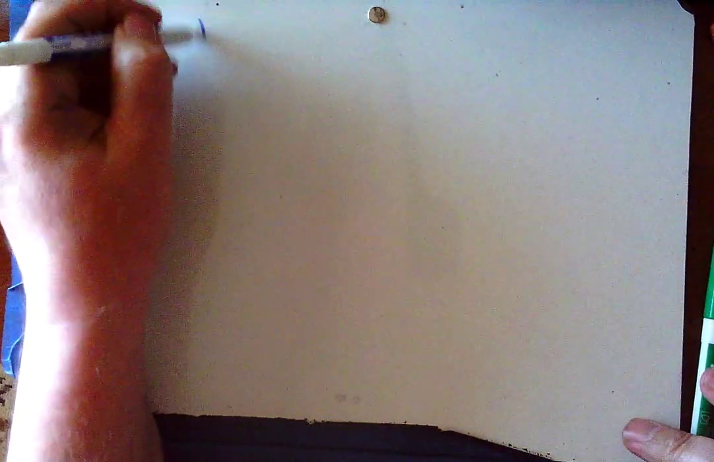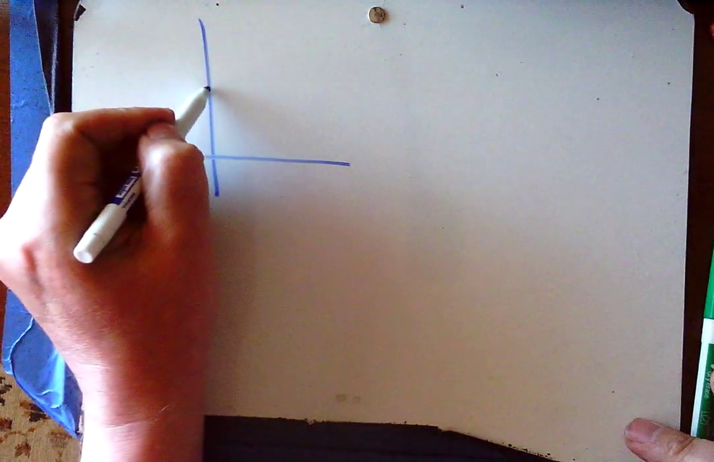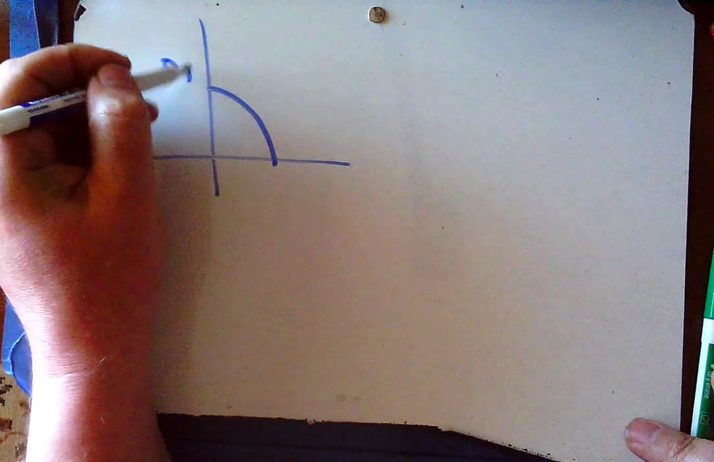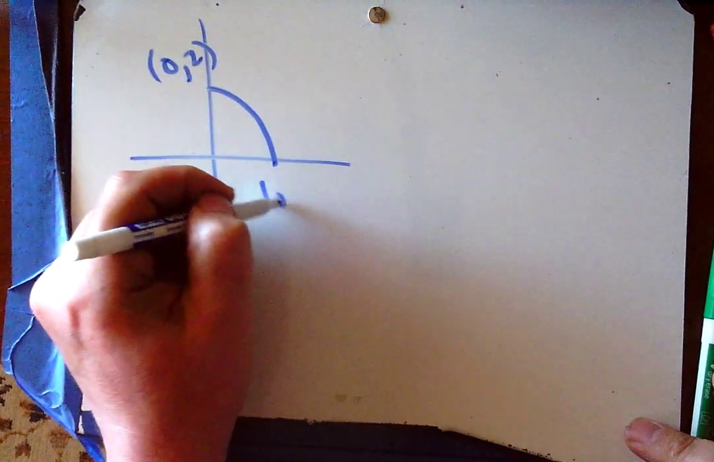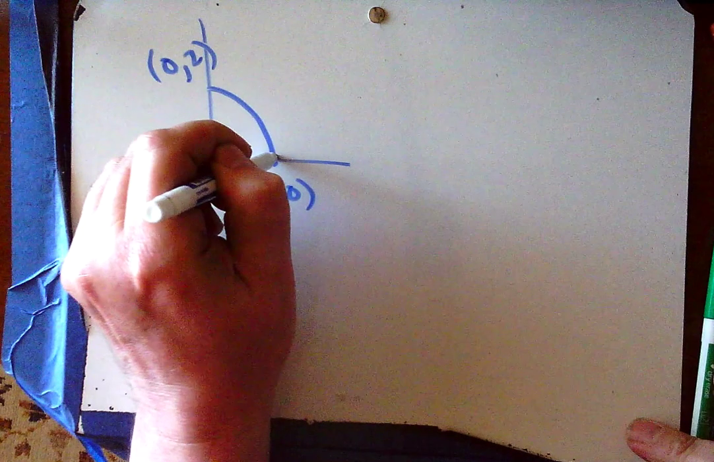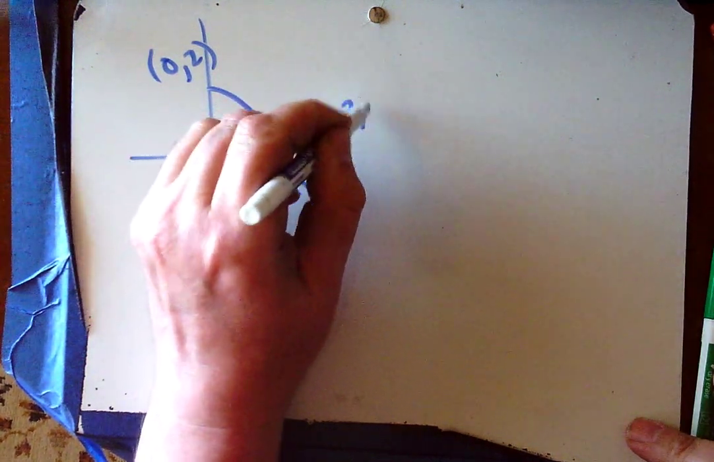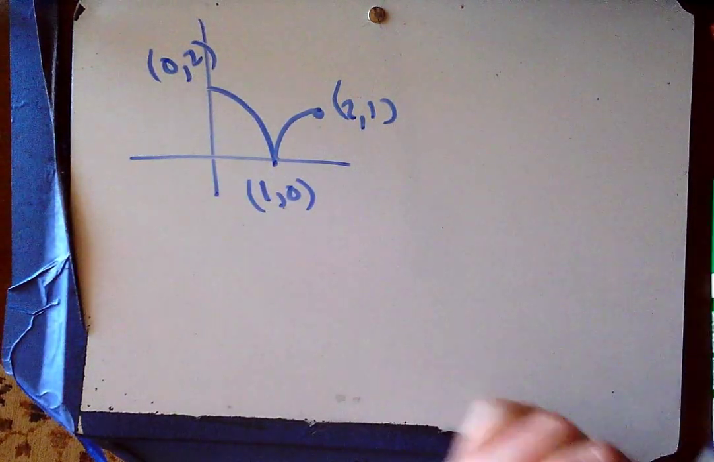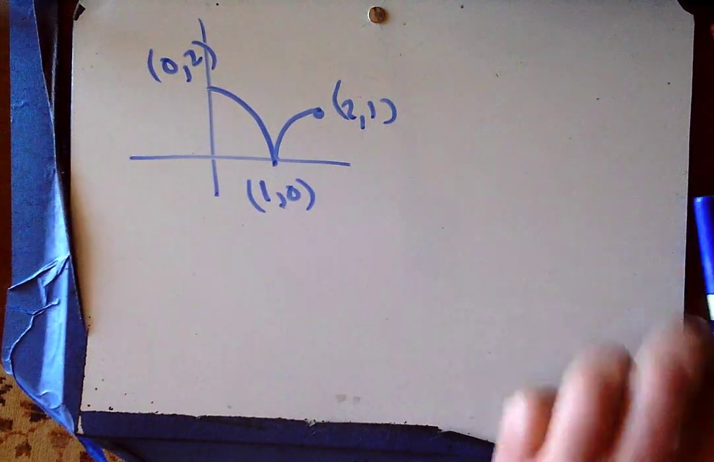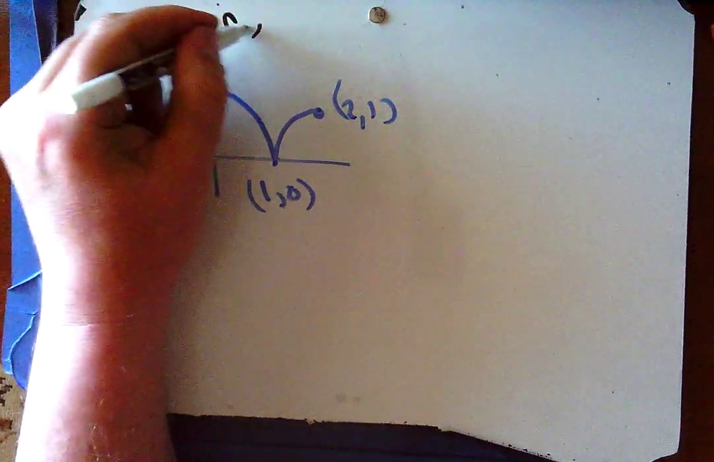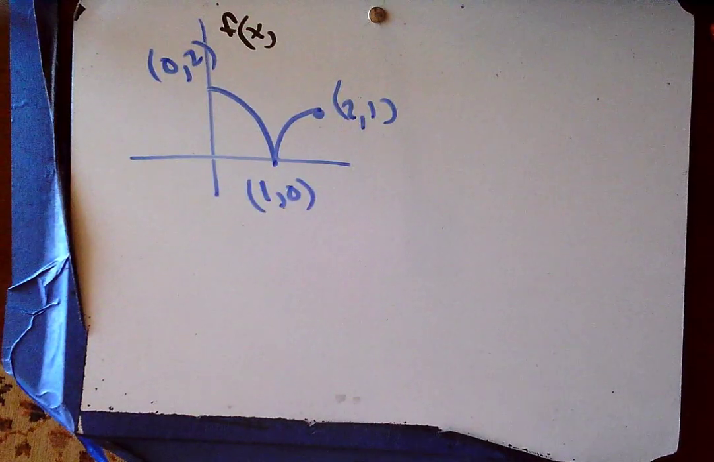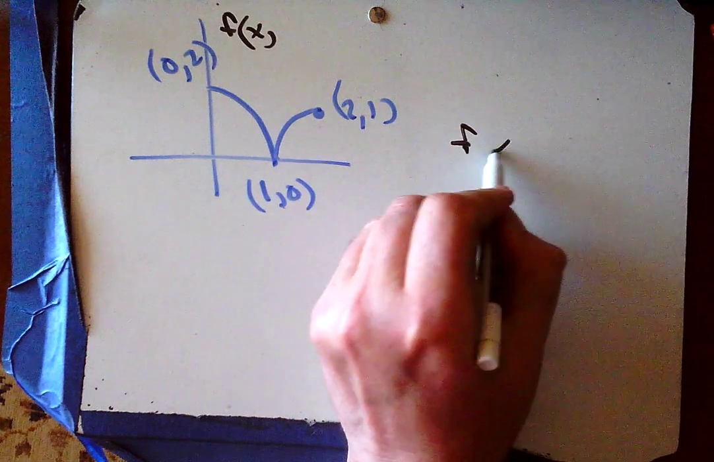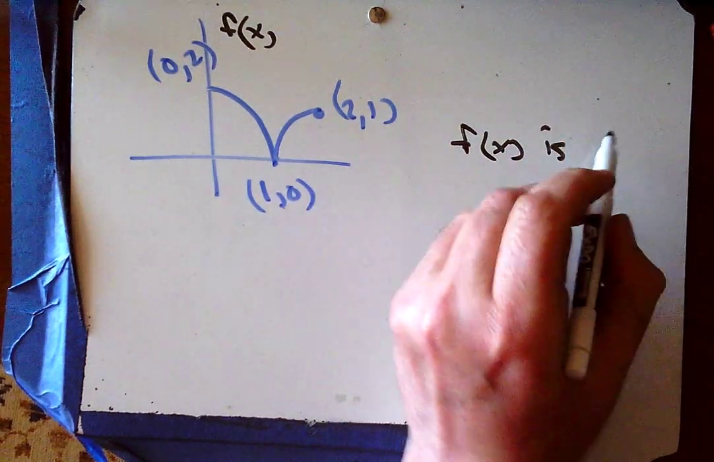Why don't you try completing this graph: 0, 2, 1, 0, and 2, 1. Please complete this graph. I've given you part of f of x. f of x is the whole picture, but right now you're only looking at part of it. Will you please complete the graph as though f of x is even?